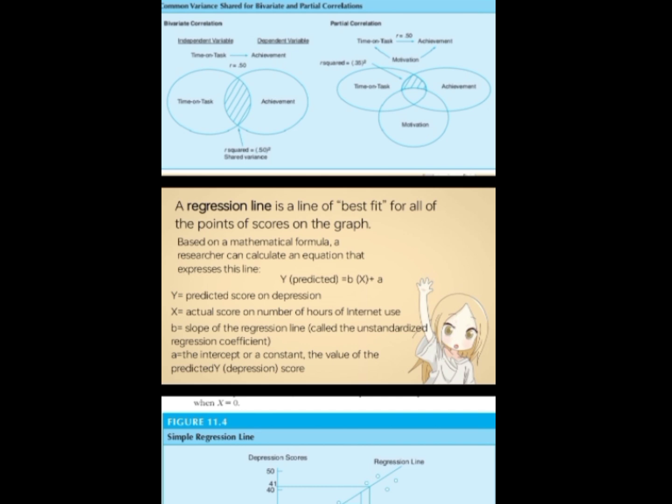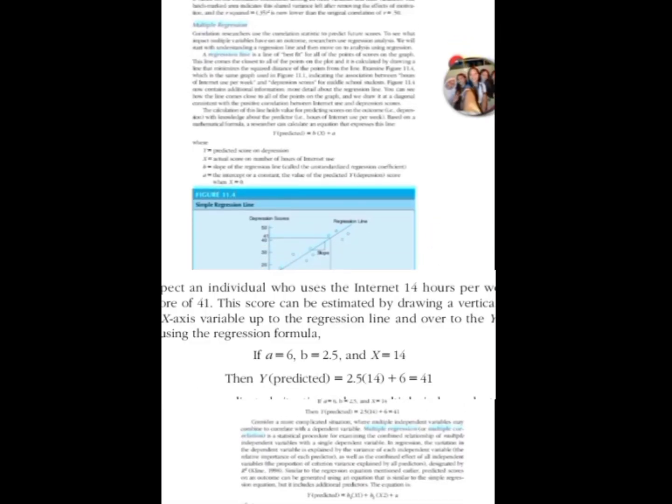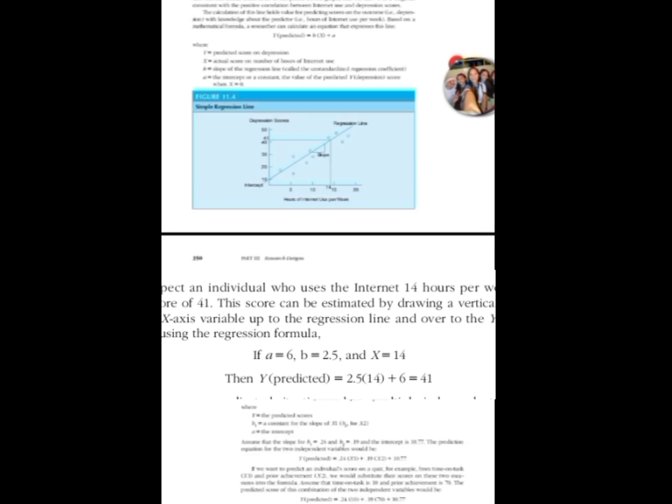b equals the slope of the regression line, called the unstandardized regression coefficient, and a equals the intercept or a constant, the value of the predicted y or depression score when x equals 0. We would expect an individual who uses the internet 14 hours per week to have a depression score of 41.